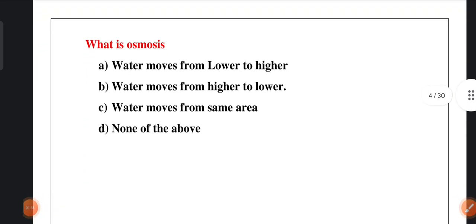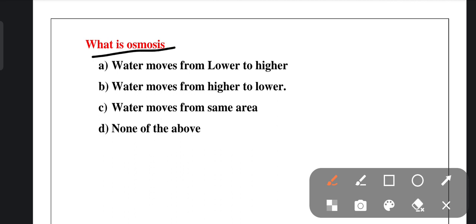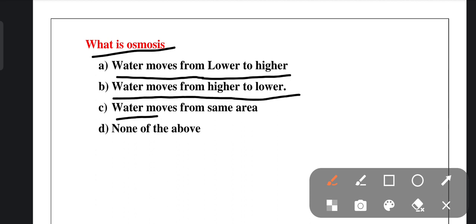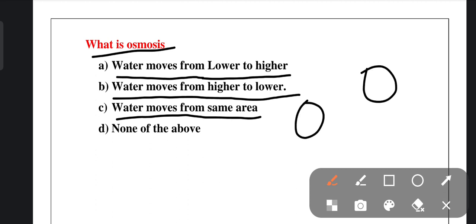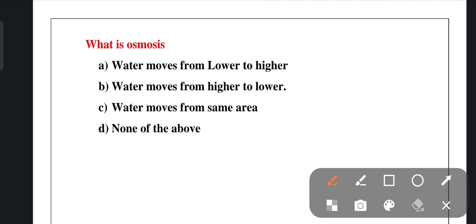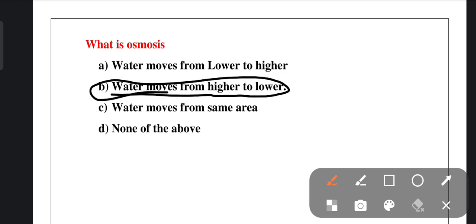So the next question is, what is osmosis? Maybe you all know about this. The options are: water moves from lower to higher; water moves from higher to lower; water moves from the same area, nothing but in the two places there is an equal pressure; and option D is none of the above. So the right answer is, osmosis is nothing but water moves from higher to lower.